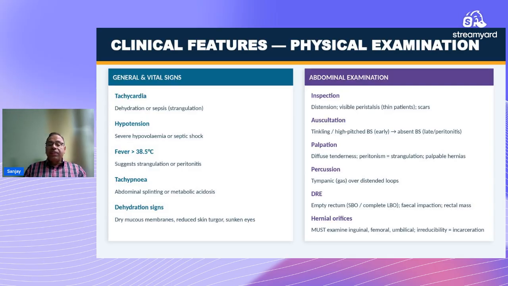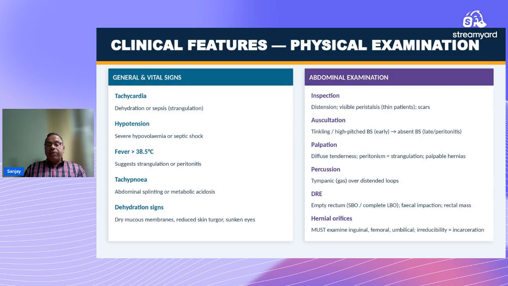When you auscultate, high pitched tinkling sounds characteristically are seen in early cases of intestinal obstruction. But over a period of time, these high pitched tinkling sounds may get less and less, what we call sluggish bowel sounds, and ultimately, in the late stages, the bowel sounds may be totally absent, which also signifies peritonitis. So, any absent bowel sound in a patient of intestinal obstruction is a very, very sinister sign, and it suggests that there is ischemic necrosis or even a peritonitis in that patient.